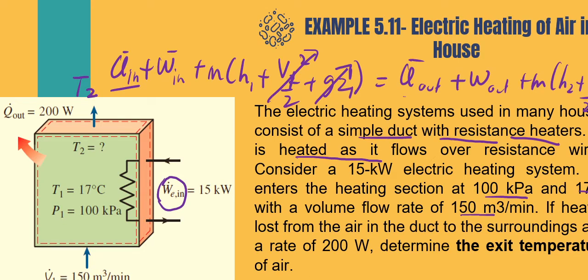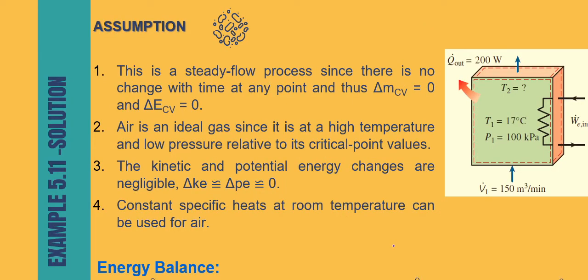So you need to determine the exit temperature T2. T1 is given, and then given there is Q out, then there is W in 15. This is W in, and this is 200. This is Q. So always start with the assumptions. This is a must-have assumption: steady flow process, so there is no change in energy and mass of the control volume.